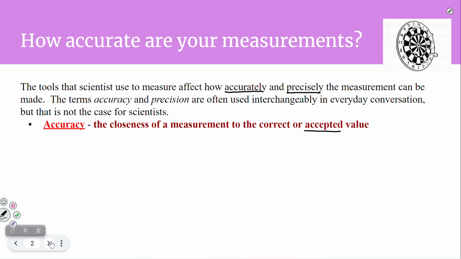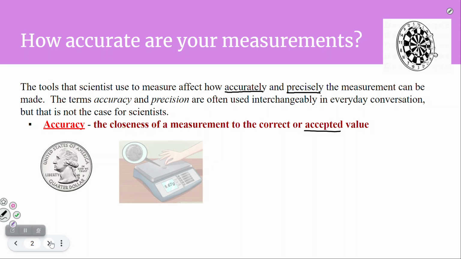So let's look at an example. We have a quarter, and we place the quarter onto a scale to determine its mass. We see on the scale that its mass is 5.67 grams.